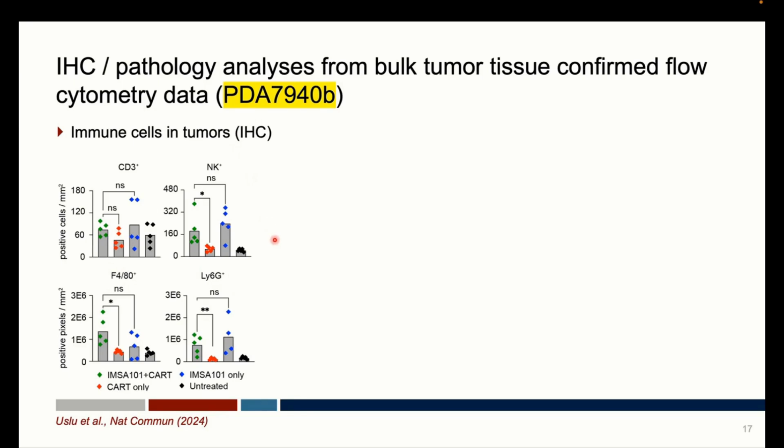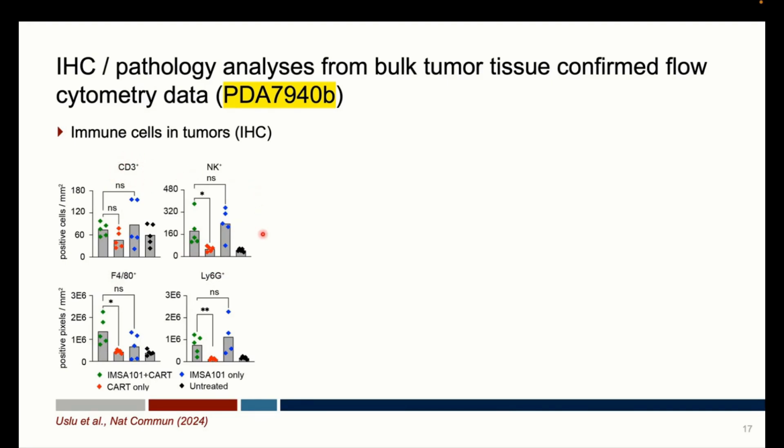The pathologist also quantified it. And here it's also, you can always see more immune cells in the combination treatment group when compared to the CAR T alone group, but no differences basically between the combination treatment group and the STING alone group. So for NK cells, Ly6G neutrophils, macrophages, and also a trend in the T cells.